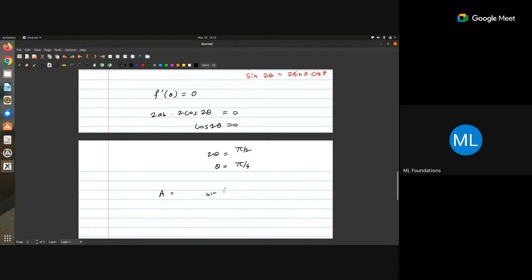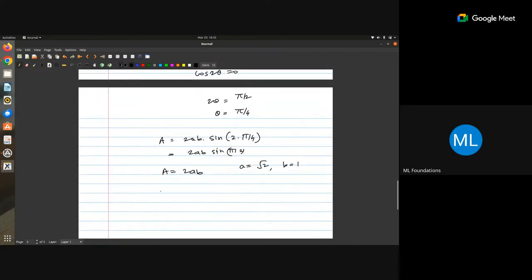So the maximum area will be equal to 2ab sine of 2 into pi by 4, which is 2ab sine pi by 2, right? Yes. Sine pi by 2 is equal to 1. So that's why my area will be 2ab. That is the maximum area. And a is root 2 from the equation of the ellipse, and b is 1. If I plug in those values, I'll get 2 root 2. You just do the calculations and you will get the answer.